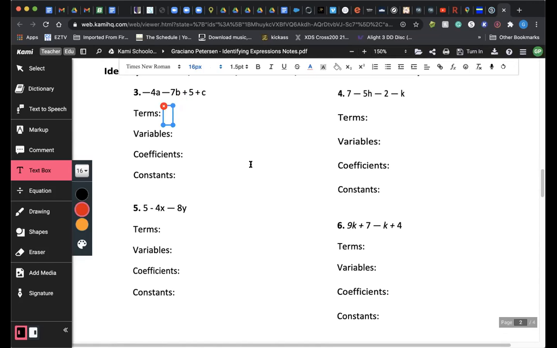4. There are 4 terms, right? -4a is one, -7b is another, 5 is another, and c is another. So we have 4 terms.